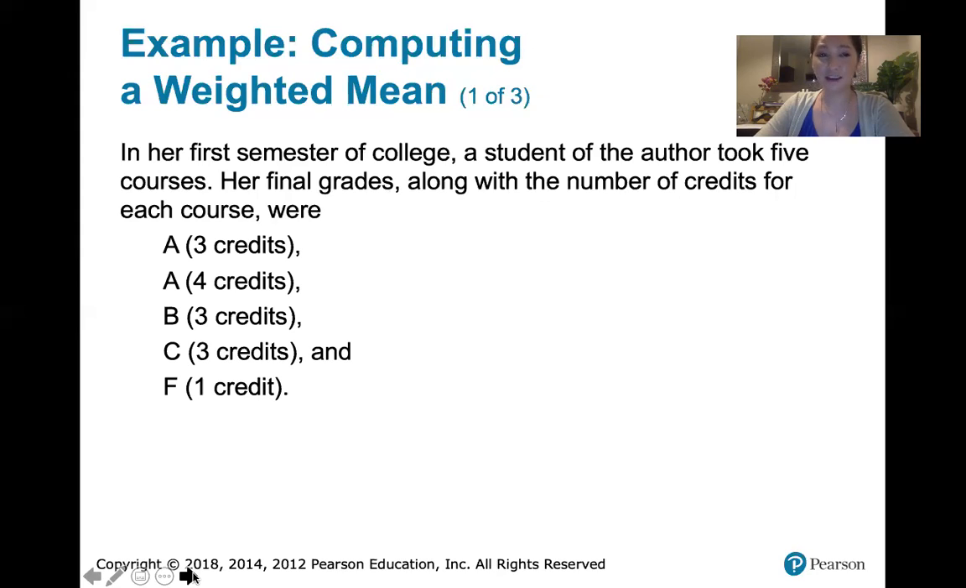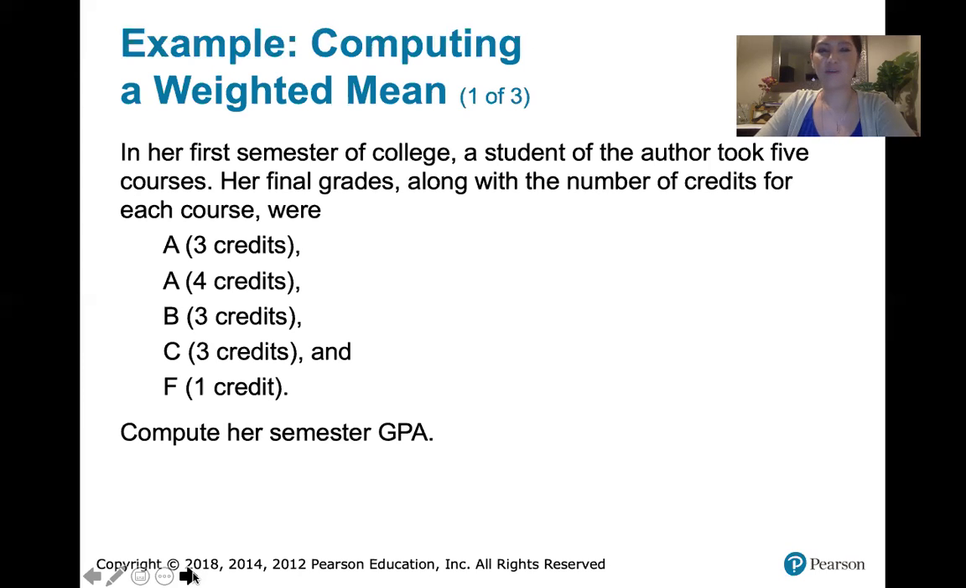So she took a 3 credit hour course and she got an A. She got another A in a 4 credit hour course. She got a B in a 3 credit hour course and a C in a 3 credit hour course. But then she had a 1 credit hour course where she got an F. Thank goodness it was only worth 1 credit hour. Since it was only worth 1 credit hour, that F is not going to affect her GPA nearly as much as if she had failed a 4 credit hour class or a 3 credit hour class.